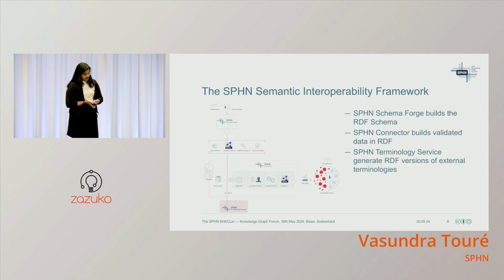One last part I would like to highlight in this framework is the SPHN Terminology Service. So this is actually for generating RDF versions of external standard terminologies that we are reusing in our schema, so that basically for representing specific value sets, we try as much as possible to reuse existing standards and not generate our own variables or individuals in the schema.